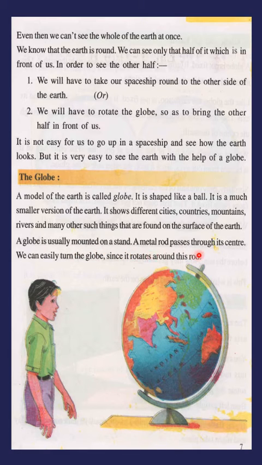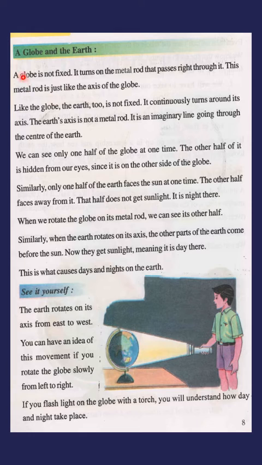A metal rod passes through its center. We can easily turn the globe since it rotates around this rod. A globe and the Earth. A globe is not fixed. It turns on the metal rod that passes right through it. This metal rod is just like the axis of the globe.